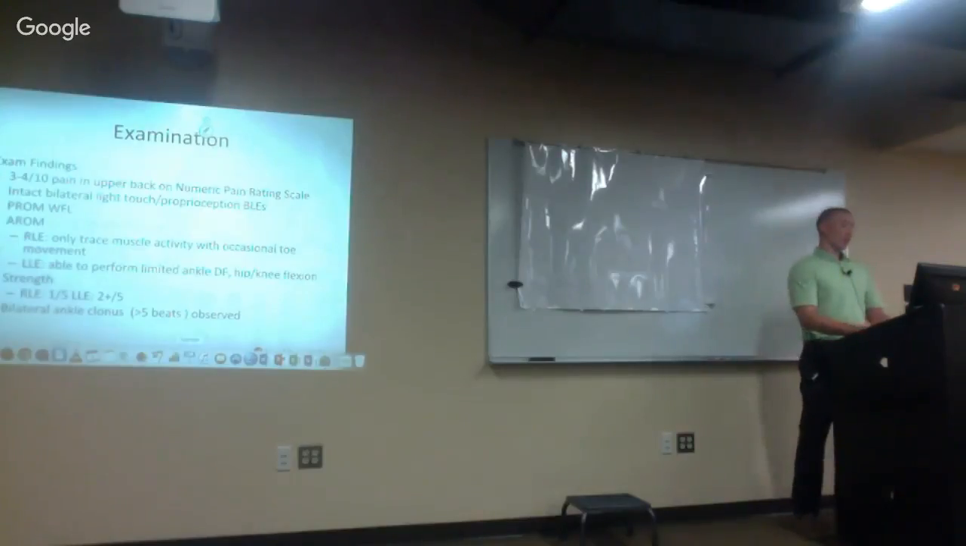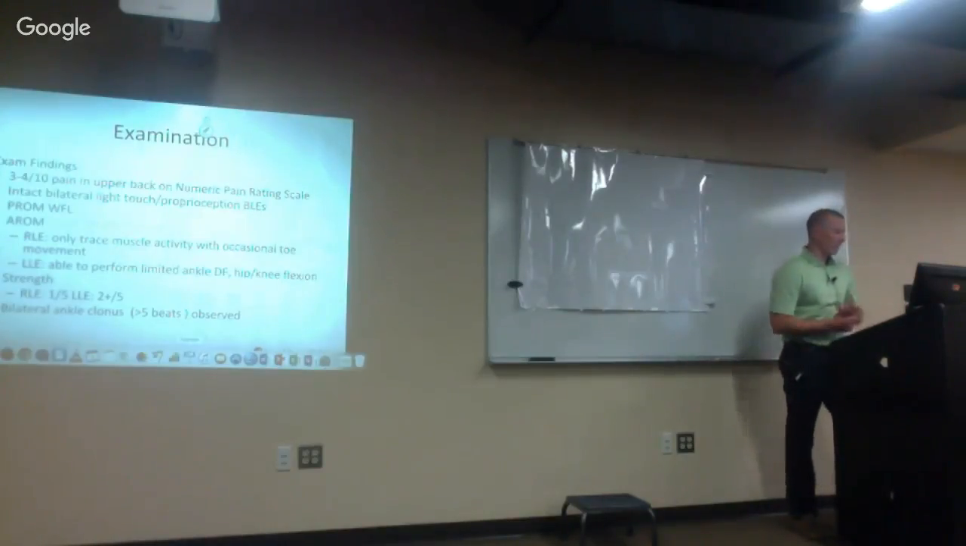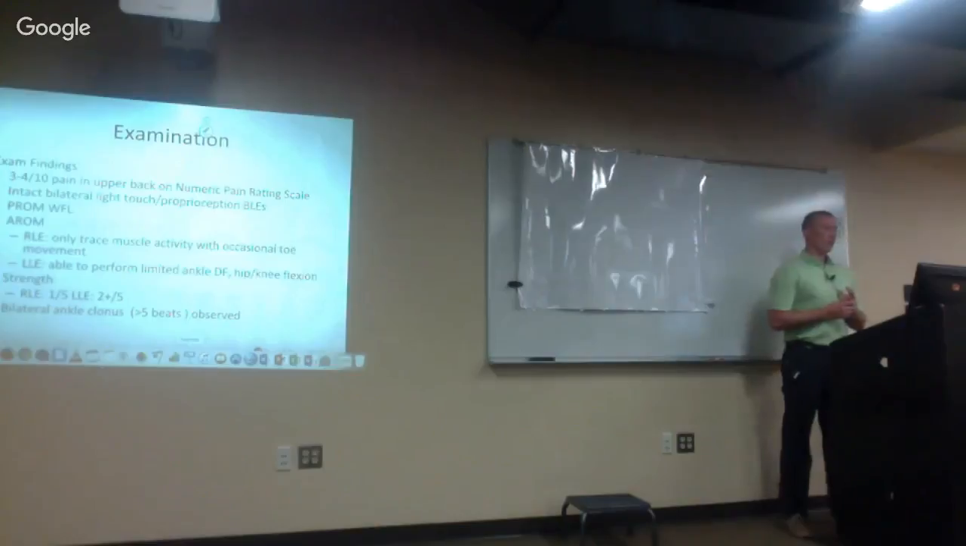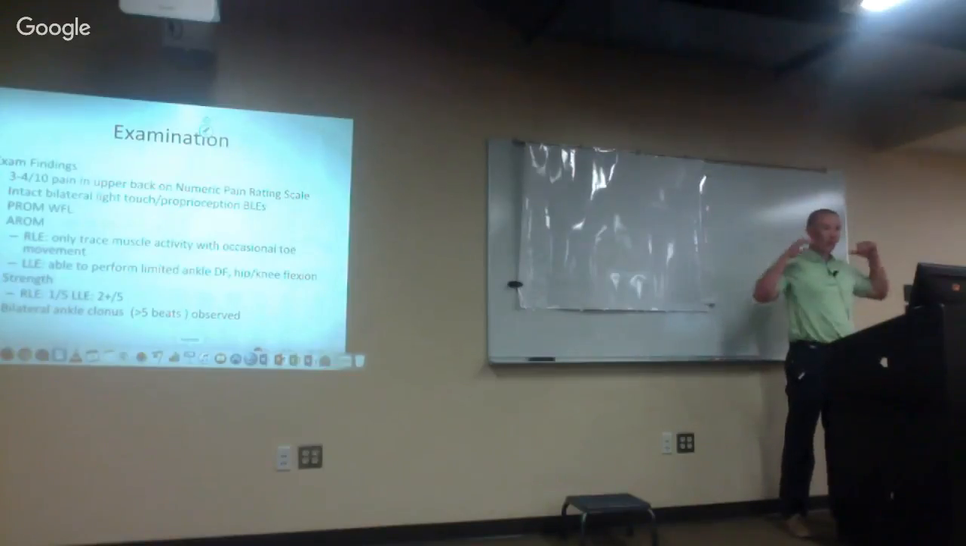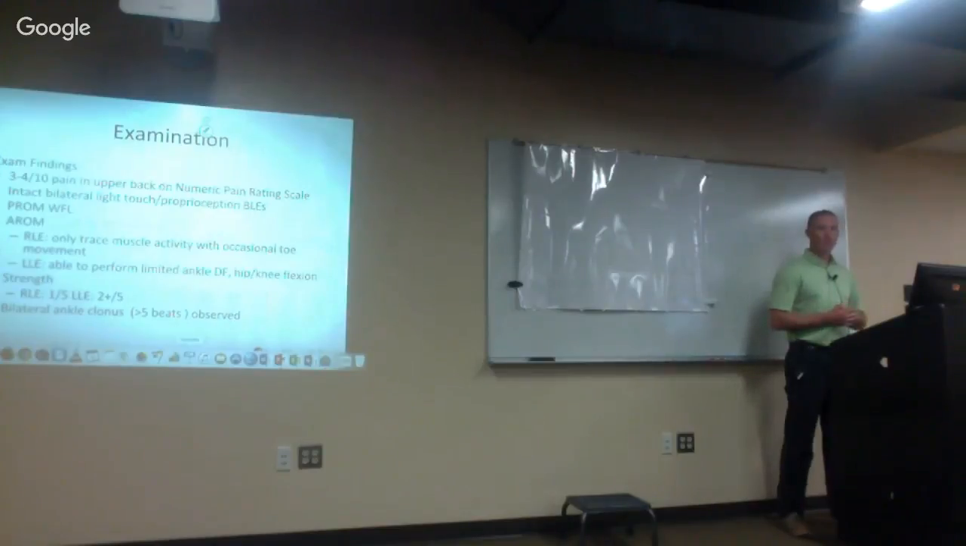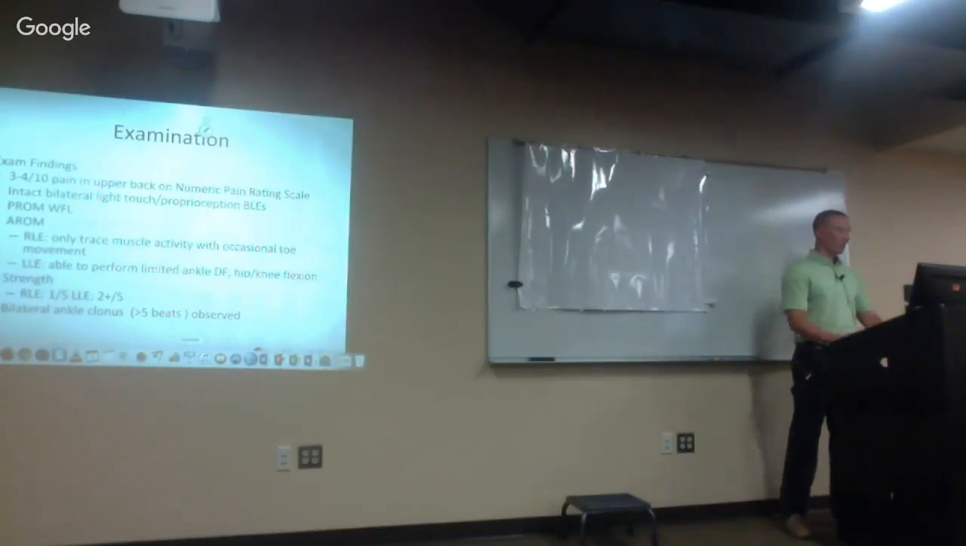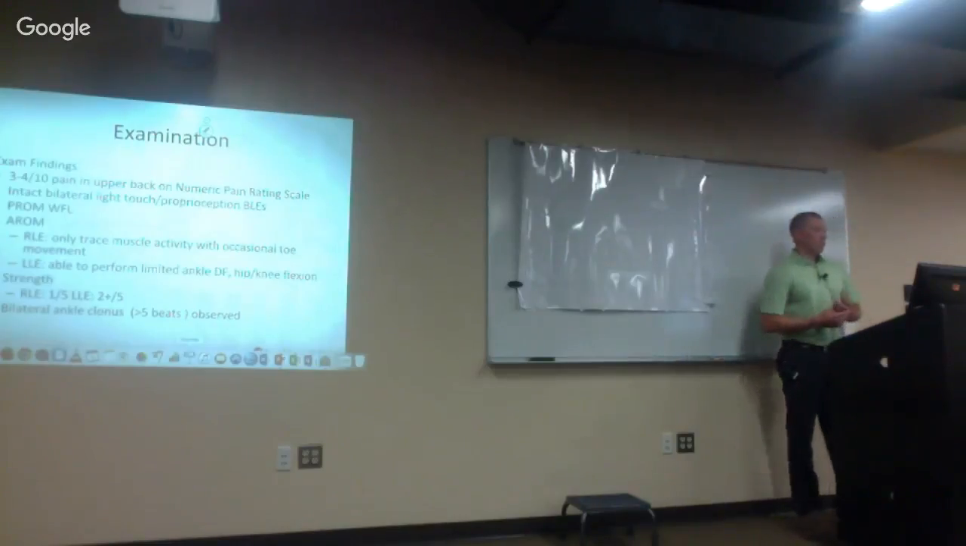So for the examination, some pertinent findings. She had 3 to 4 out of 10 pain in her upper back, bilateral traps basically. I think she was trying to overcompensate with the upper extremities, but it wasn't really detrimental to any of our treatments or anything like that. She did have intact bilateral light touch sensation, which was agreeing with the neurology consult. I did proprioception on her toes, and she was also within functional limits for that.